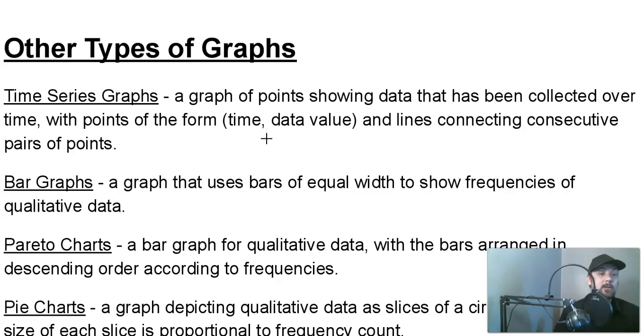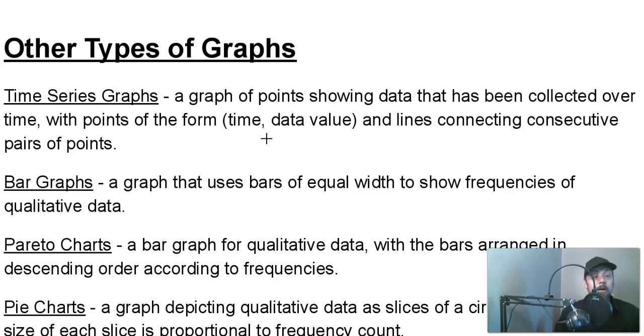So we have time series graphs, which are graphs of points showing data that has been collected over time, with points of the form: the time they were collected, comma, whatever the data value happened to be. And so you can look for changes in the measurement over time. And you connect the consecutive points with lines.